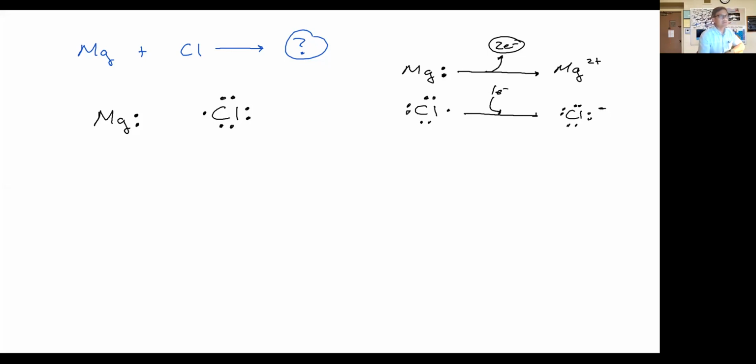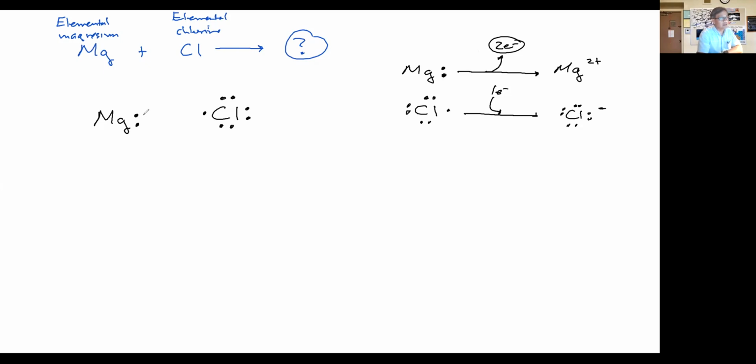So this elemental magnesium here, in order for it to become stable, has to try to give up 2 electrons. Elemental chlorine here, on the other hand, only needs 1 electron. So we have a problem here. If we write out the ionization reaction, when these two atoms come together, magnesium needs to get rid of 2 electrons.